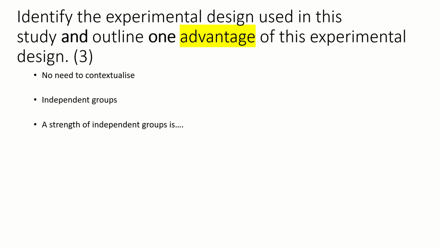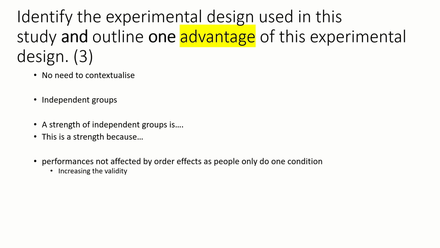And because it's an advantage, you structure it in the P style. So a strength of the experiment of independent groups is, this is a strength because it's independent groups because they did one of two conditions. They only did one condition, and therefore their groups are independent of each other.